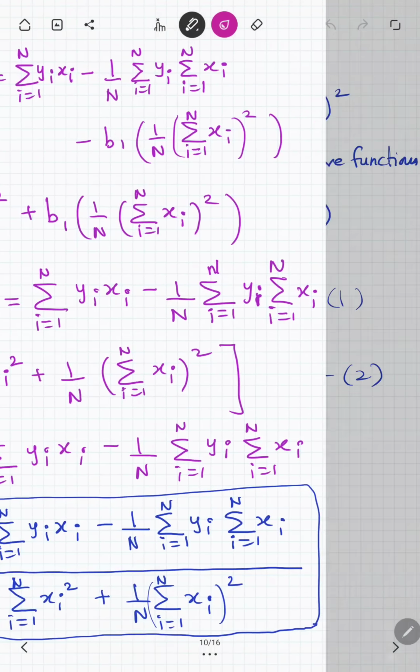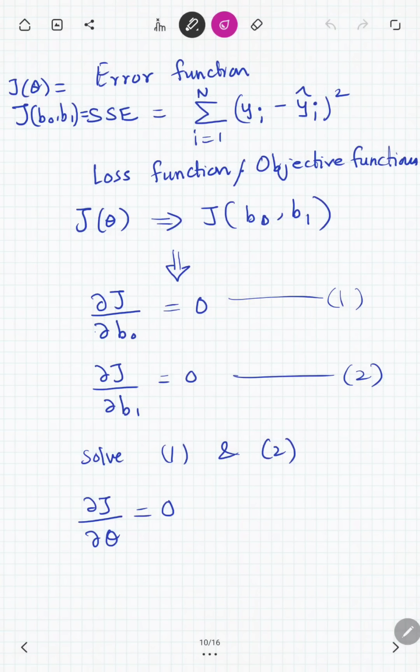Okay, so if I summarize what we did right now, there was an objective function j theta, which in this case was the error function. Then we identified the parameters as b0 and b1. Then we found the partial derivative with respect to b0 and partial derivative with respect to b1 and solved it. So in general, we set the partial derivative with respect to theta, so dou j by dou theta equal to 0, and we solved for theta.